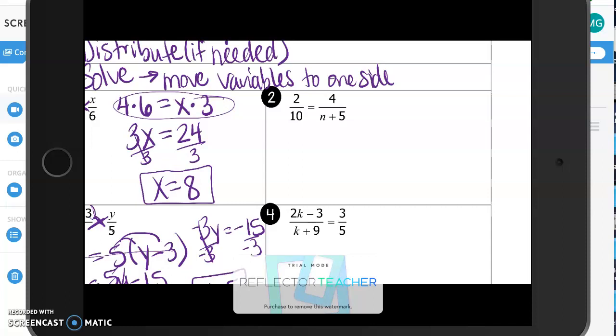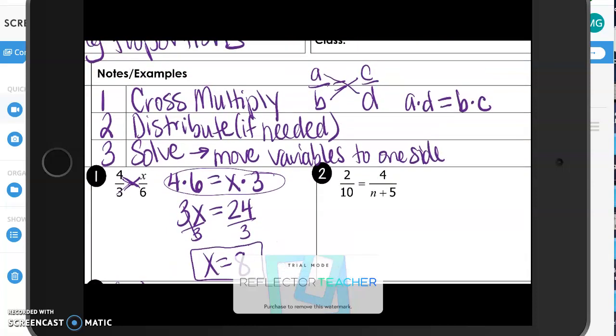This video will be the even problems for 2-7 and 2-8. So a reminder, for solving proportions, you need to cross multiply. So when you have A over B equals C over D, you multiply these two that are diagonal, multiply the other two that are diagonal, set them equal to each other, and then you'll have an equation like you're used to solving. So you might have to distribute, and then you'll finish solving.